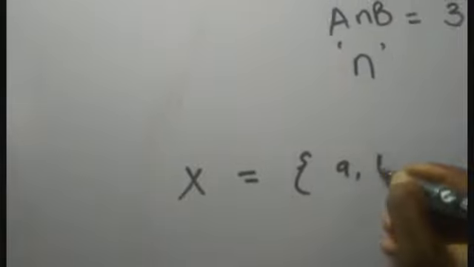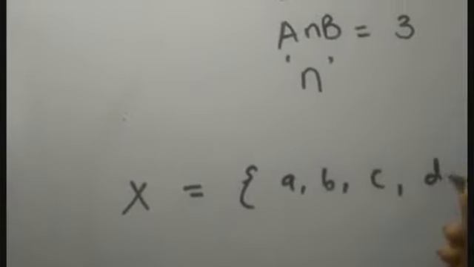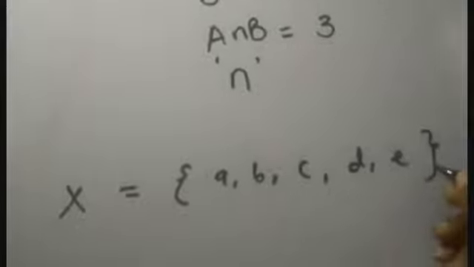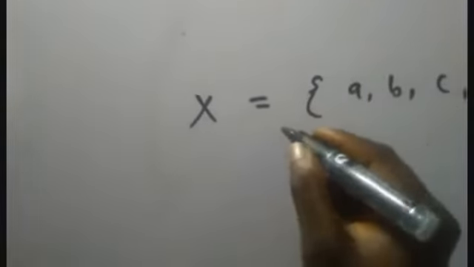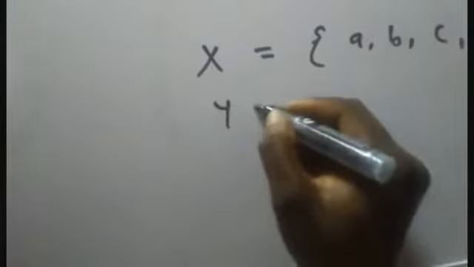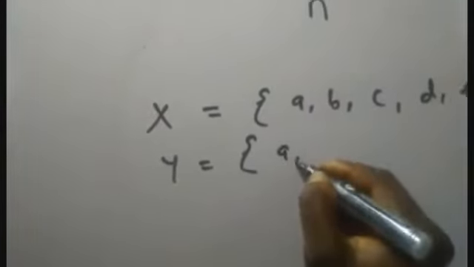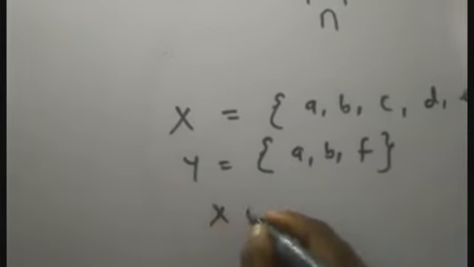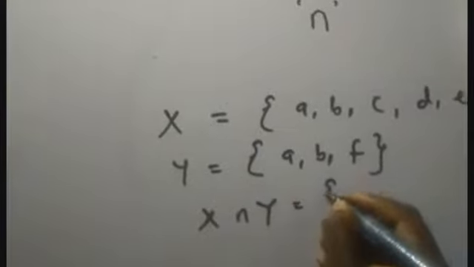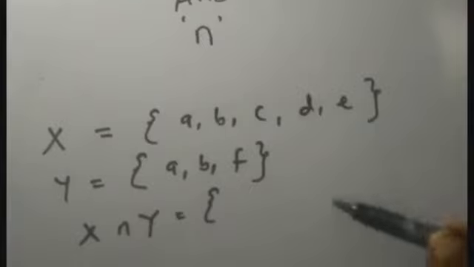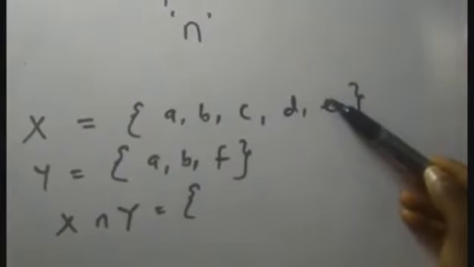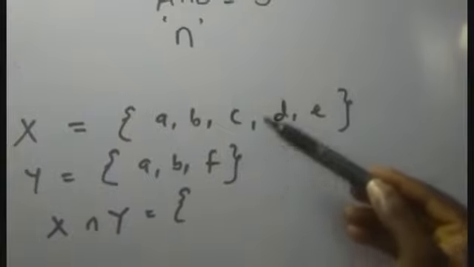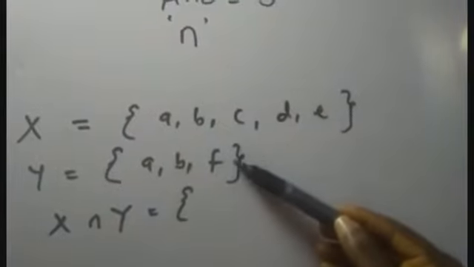Now, if we have another example, X is equal to A, B, C, D, and E, then Y is equal to A, B, and F. You are asked to find X intersection Y. Now, what is X intersection Y? It simply means what you can find in X and Y. The element you can find in X and also find in Y.